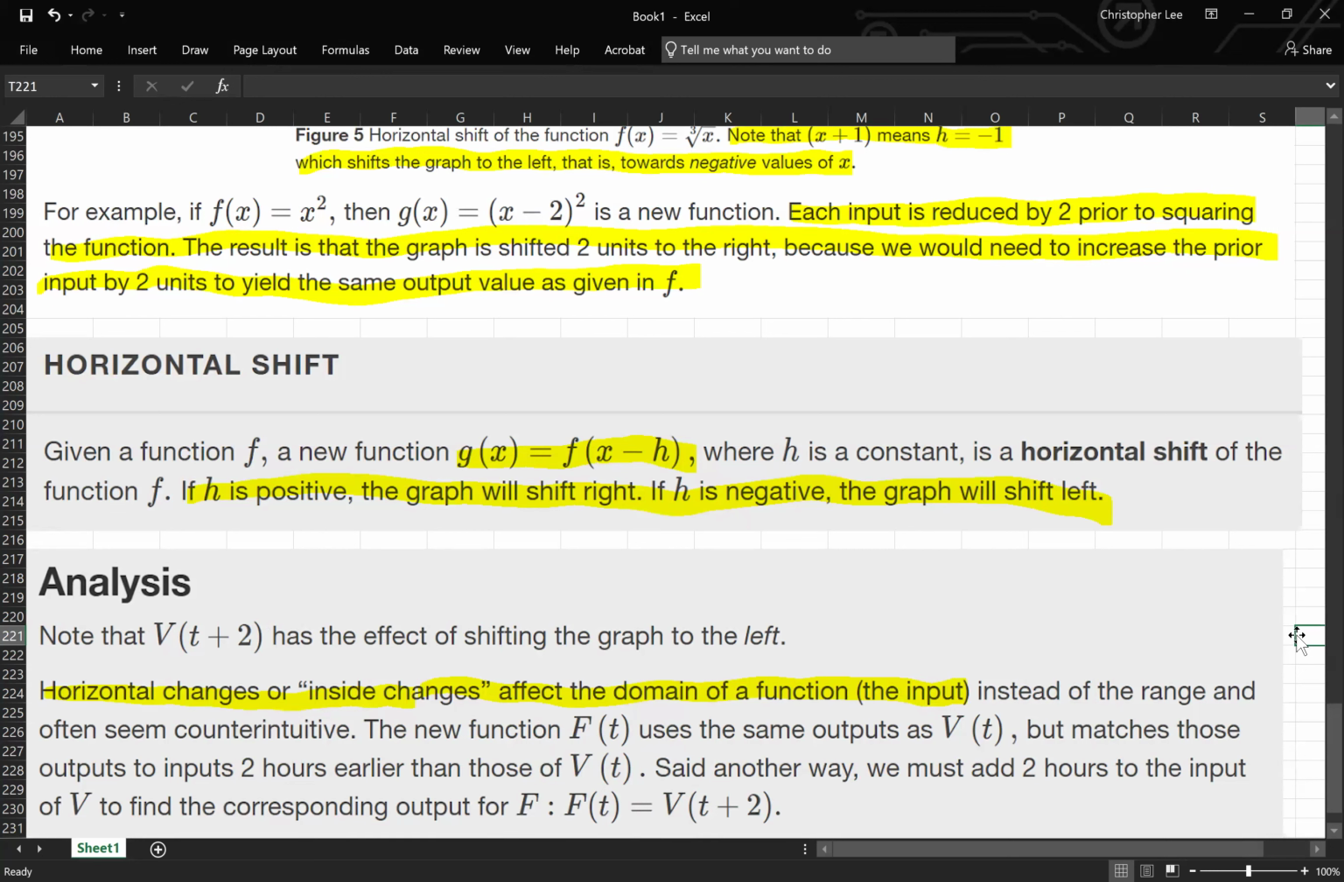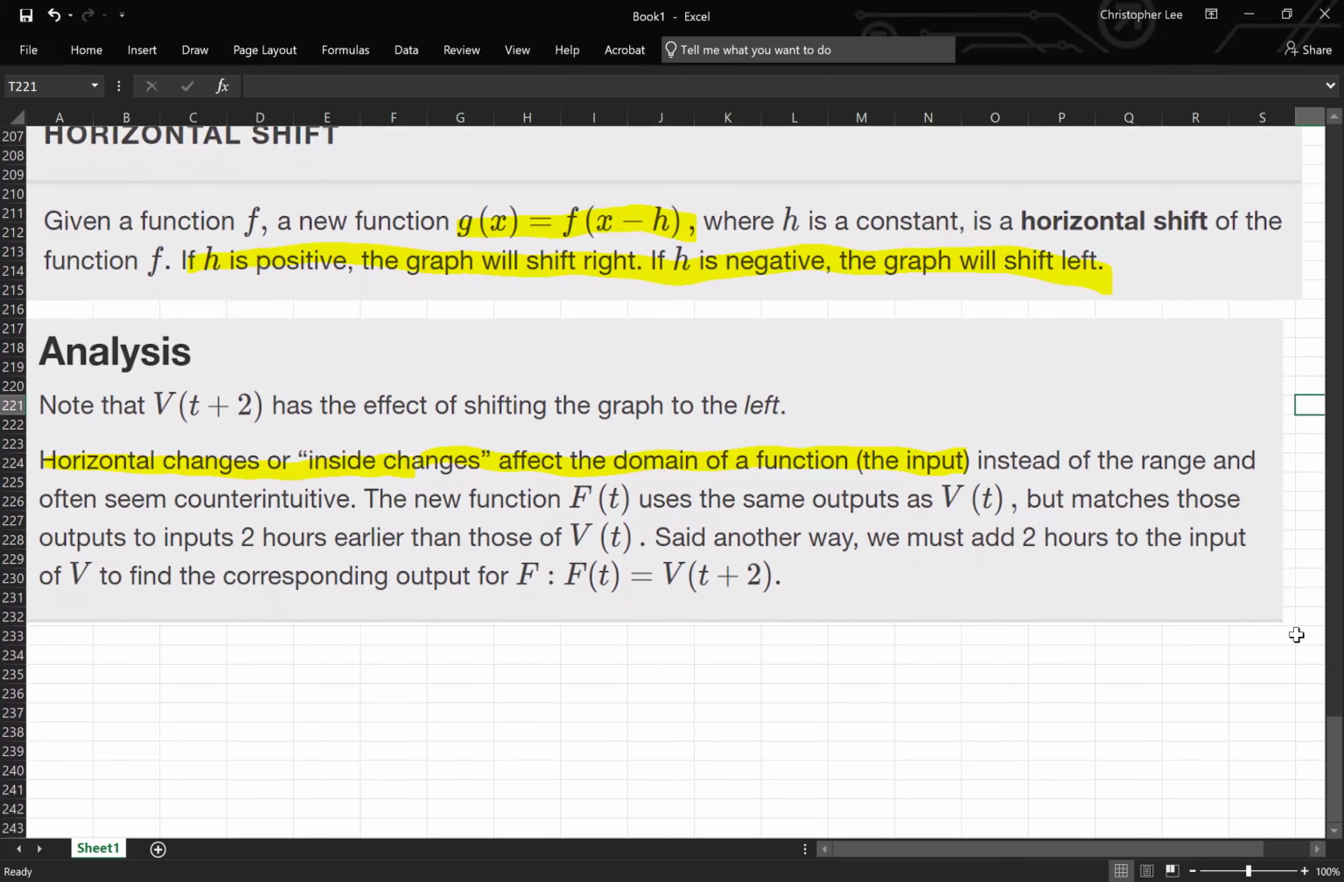It is that way because of the general formula we got, f of x minus h. As long as you always remember that part. If h is negative, you're going to the left. If h is positive, you're going to the right. We're going to see that. So the horizontal changes, or inside changes, affect the domain of the function, the input, instead of the range, and often seem counterintuitive. So I just wanted to say that one statement.